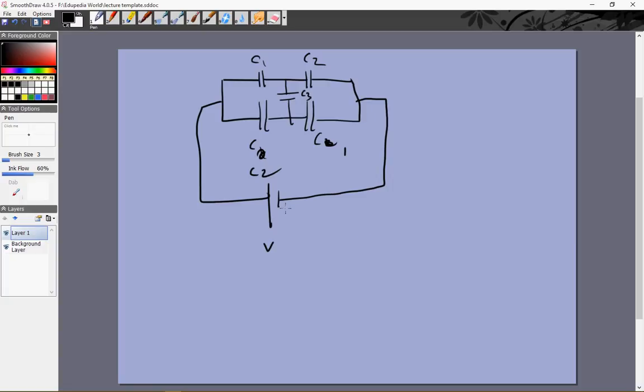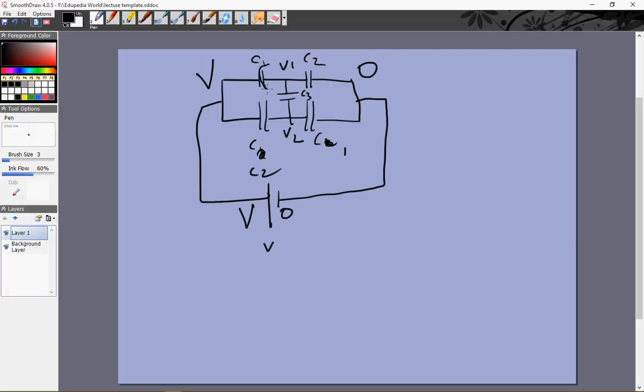So, I'll assume that this end has a potential of zero and this end has a potential of V. Right? What are the two unknowns? V1 and V2, the potential at these two points. Now, I've basically already used KVL in saying that going through this loop, the net potential difference has to be zero. So, all I need to use is KCL to conserve charge.